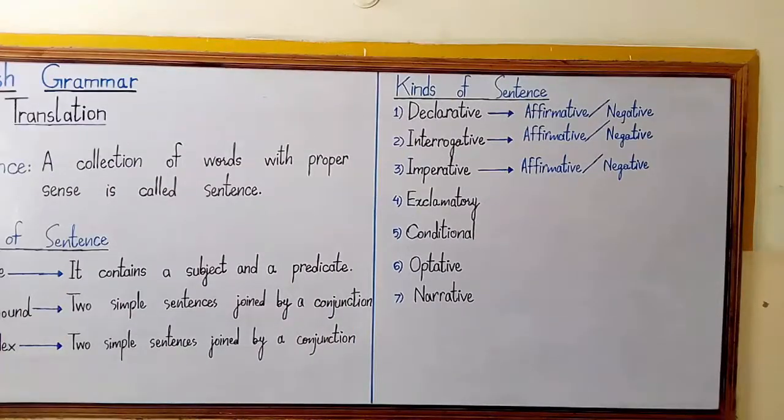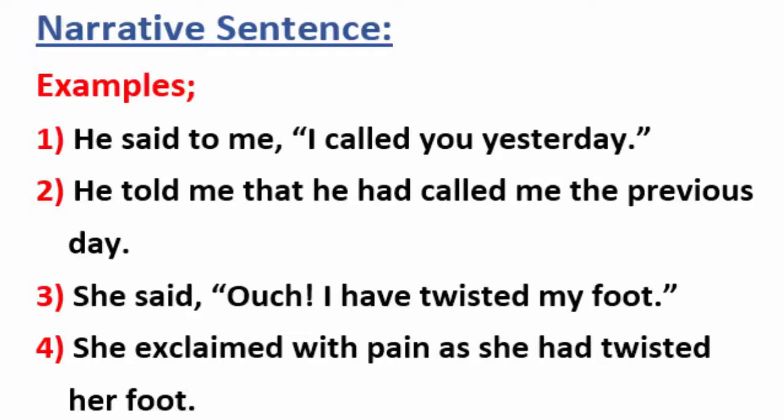A narrative sentence is a sentence in which somebody narrates the speech of somebody else. As you already have studied direct narration and indirect narration, I will exemplify for you some of the sentences of narrative in direct and in indirect. Here you are. Example number 1, he said to me, I called you yesterday. This is direct narrative sentence. Example number 2, he told me that he had called me the previous day. This is indirect narrative sentence.